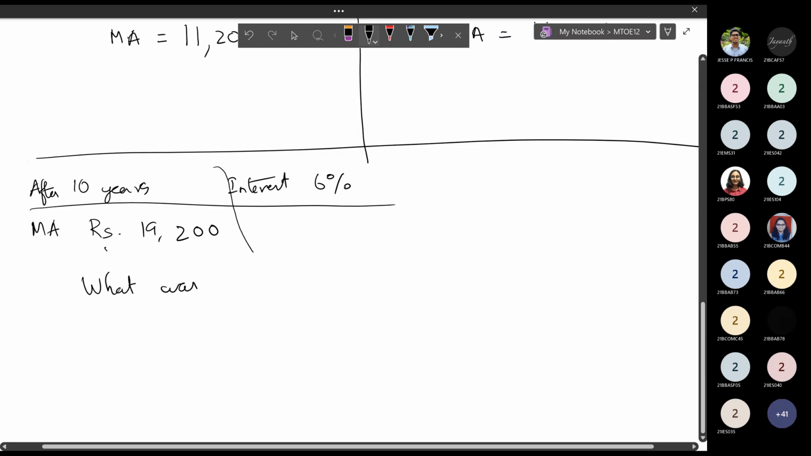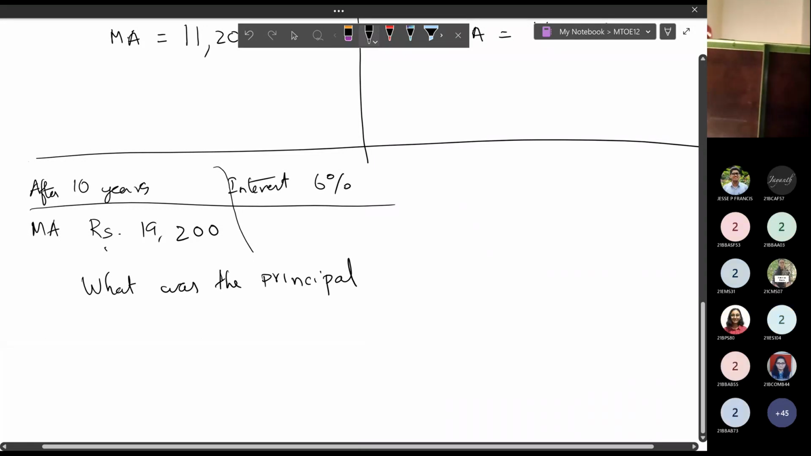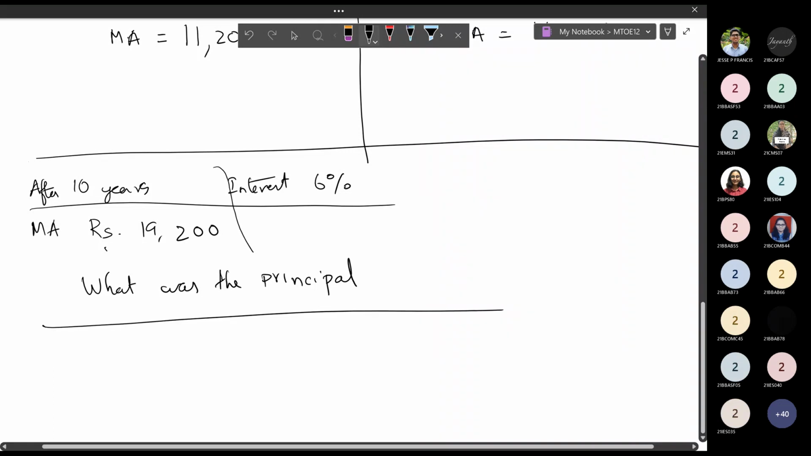What was the principal? Can we find it? Is there any way to find this? The principal in this case, where the maturity amount I got is 19,200, the term was 10 years, and the interest is 6%. Is there any way to find the principal amount? How do we do it?